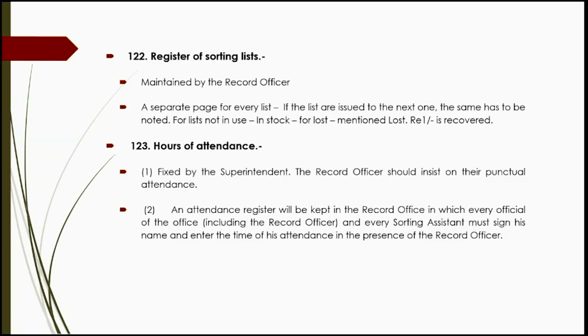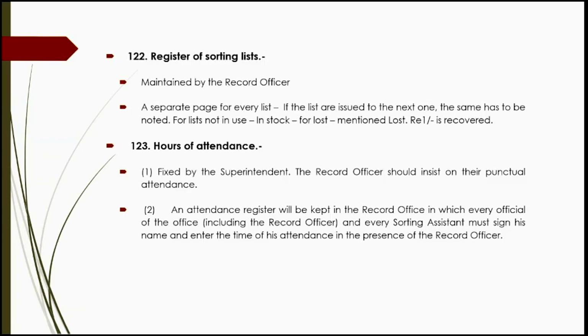If these sorting lists are lost, again the person who is responsible for the loss of the sorting list will bear the cost. The amount of the fee to be collected is the same as for the metal token, which is rupees 1.